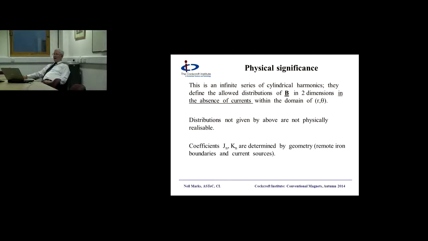The coefficients Jn and Kn are determined by the geometry. And that again will be iron boundaries, but iron boundaries that are remote. That means they're outside the domain of r and theta. Likewise the current sources.